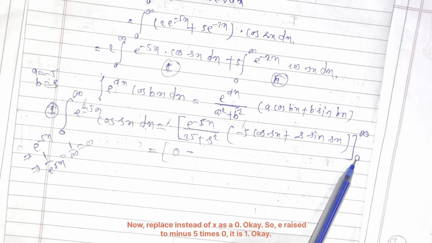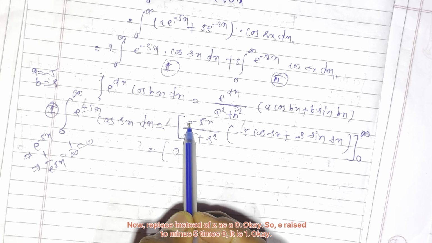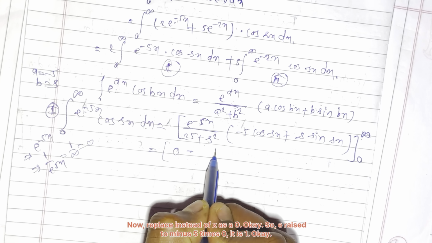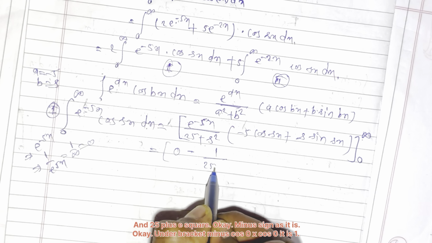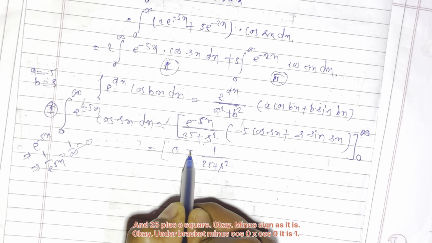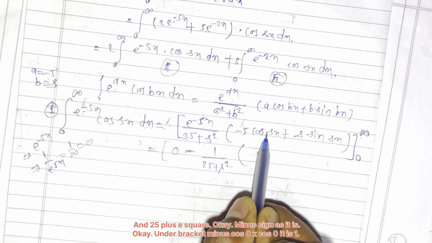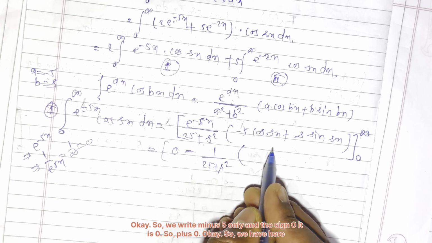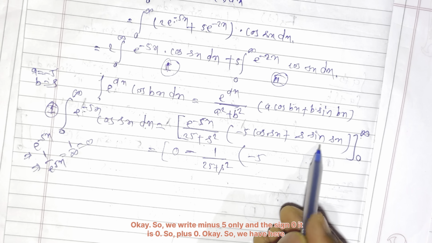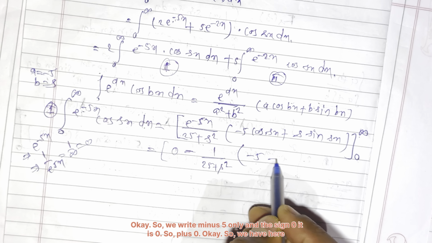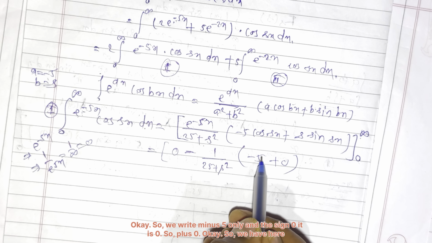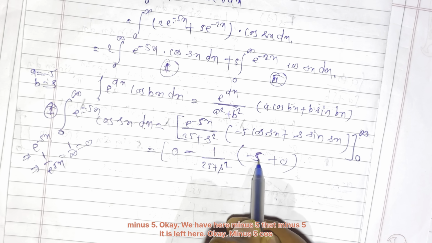Now replace x with 0. So e raised to minus 5 times 0 is 1, over 25 plus s square, with the minus sign as it is. Under the bracket, minus cos 0 is 1, so we write minus 5 only, and sin 0 is 0, so plus 0. So we have here minus 5.